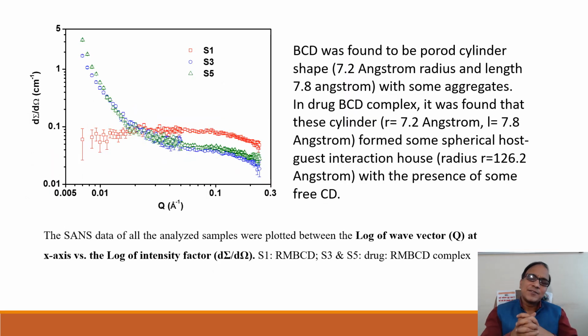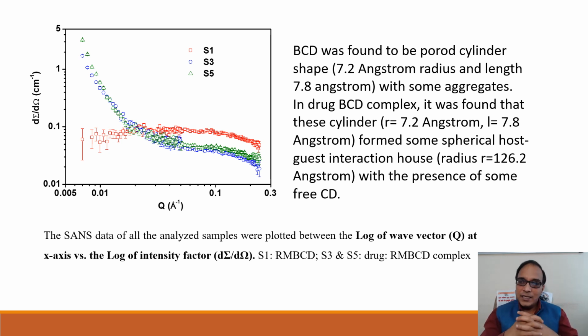Why did we do this with amphotericin B? We went for amphotericin because the problem with small angle neutron scattering is that only high molecular weight drugs give better scattering. Otherwise, for smaller molecules, you have to go to low Q values. So SANS data of all the analyzed samples are plotted with the log of wave vector Q on the x-axis versus the log of intensity on the y-axis.